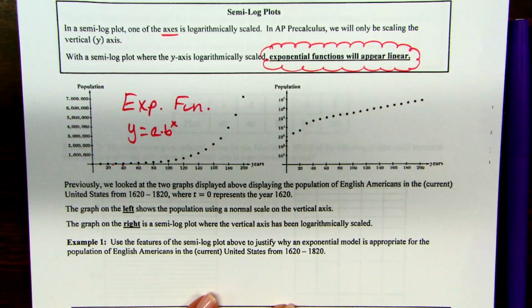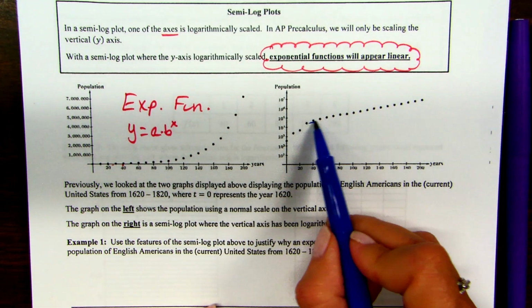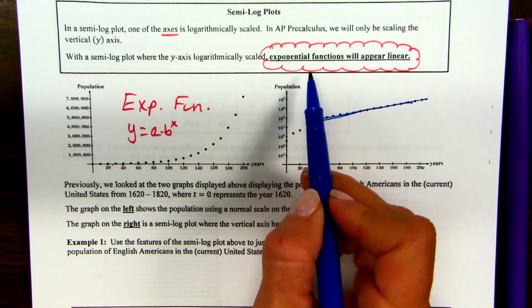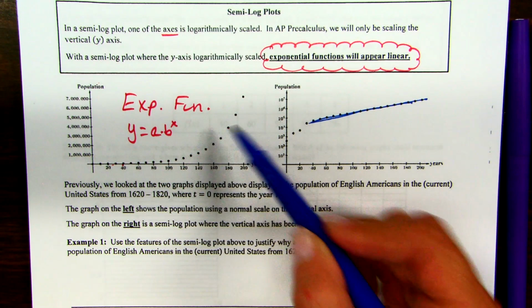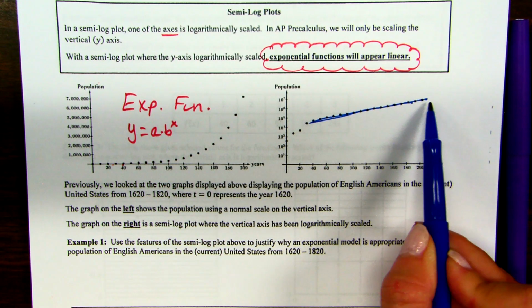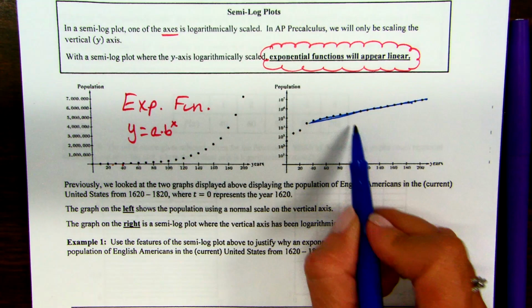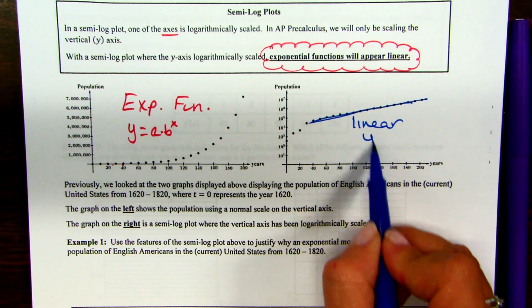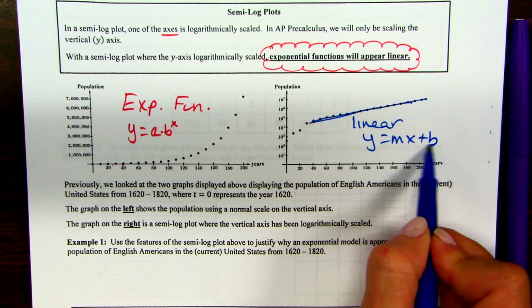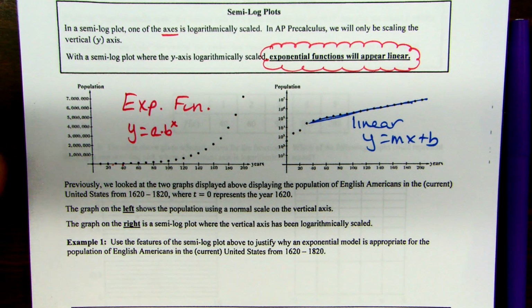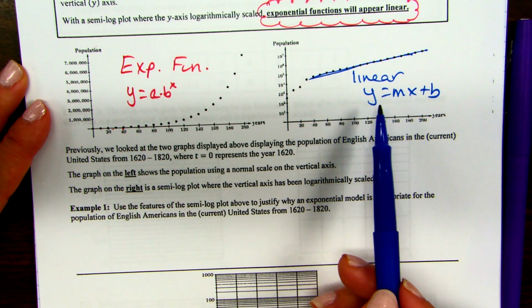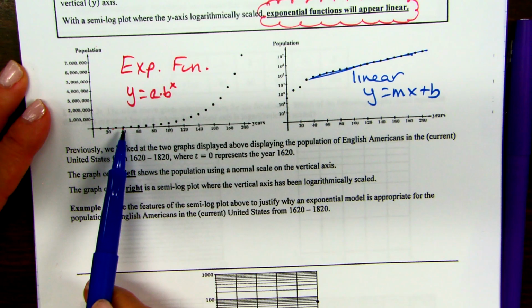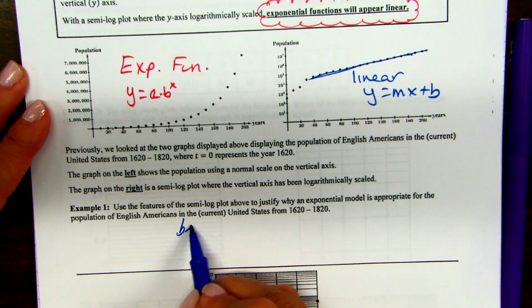And I want you to also notice that the majority of this graph is linear. See how it makes a line? That's what I was saying up here. Exponential functions on a regular traditional graph will appear linear on this type of graph. So this is linear, which is y equals mx plus b. That will always happen. Okay? So what about this semi-log plot justifies that this was an exponential model? Because it appears to be linear.